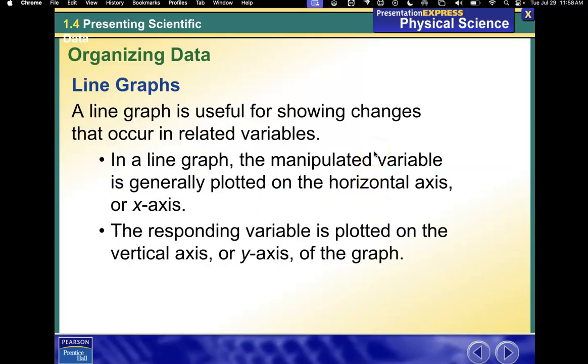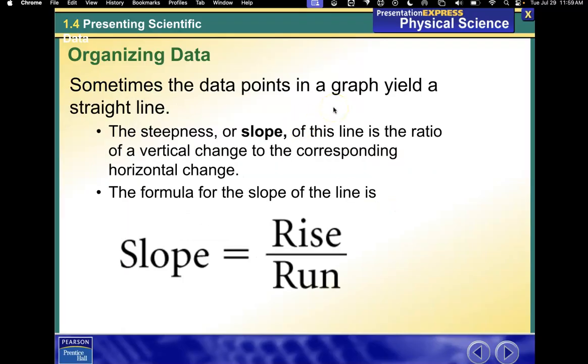A line graph is useful for showing changes that occur in related variables. In a line graph, the manipulated variable is plotted on the horizontal or x-axis. The responding variable is plotted on the vertical axis or y-axis of the graph. Sometimes the data points in a graph yield a straight line. The steepness or slope of this line is the ratio of a vertical change to the corresponding horizontal change. The formula for the slope of a line is rise over run.